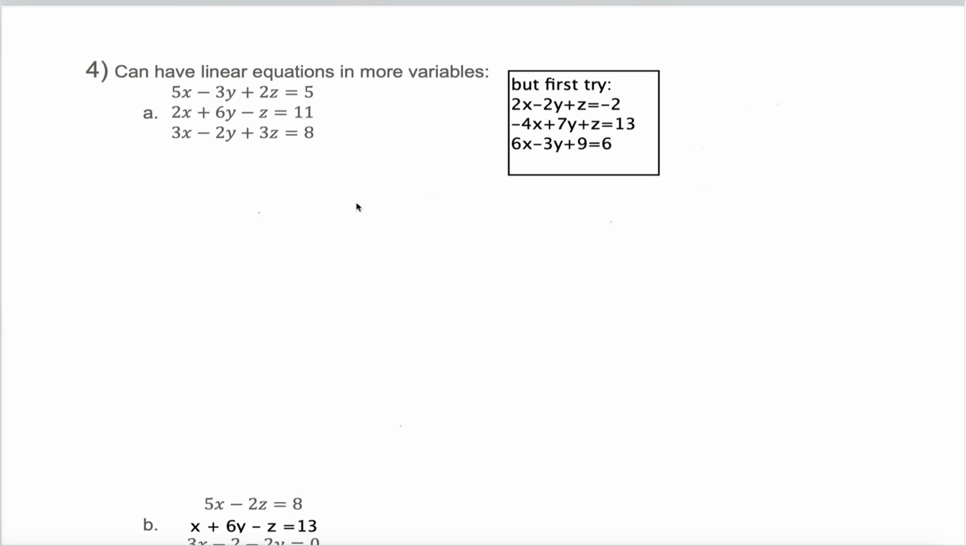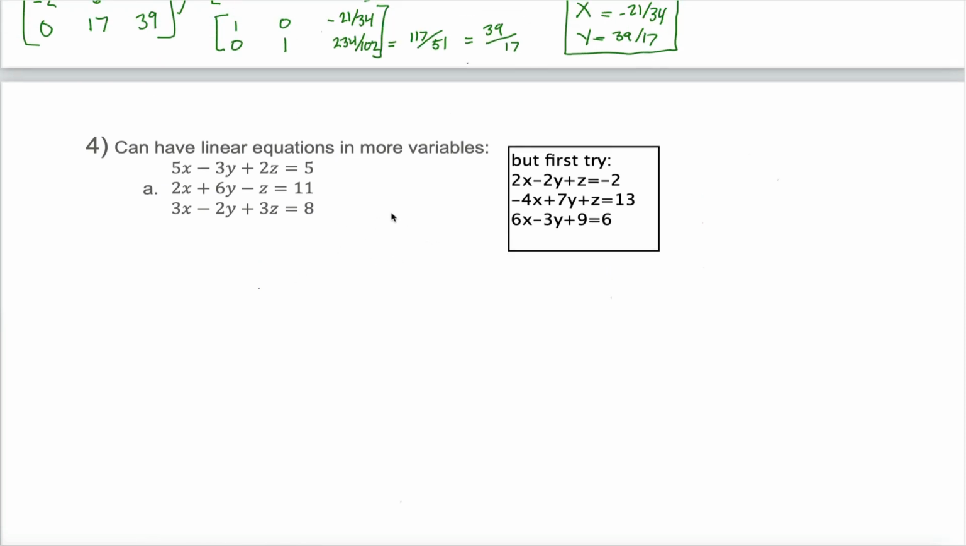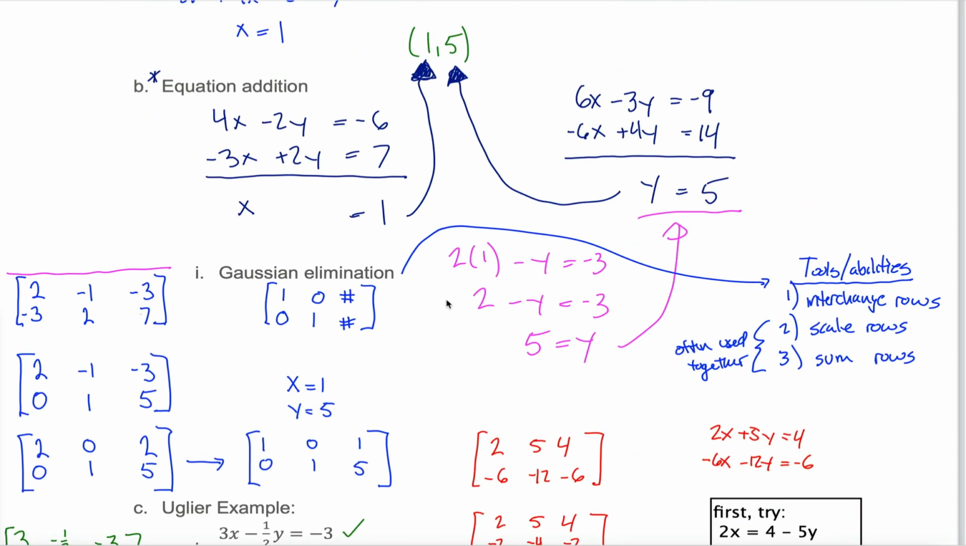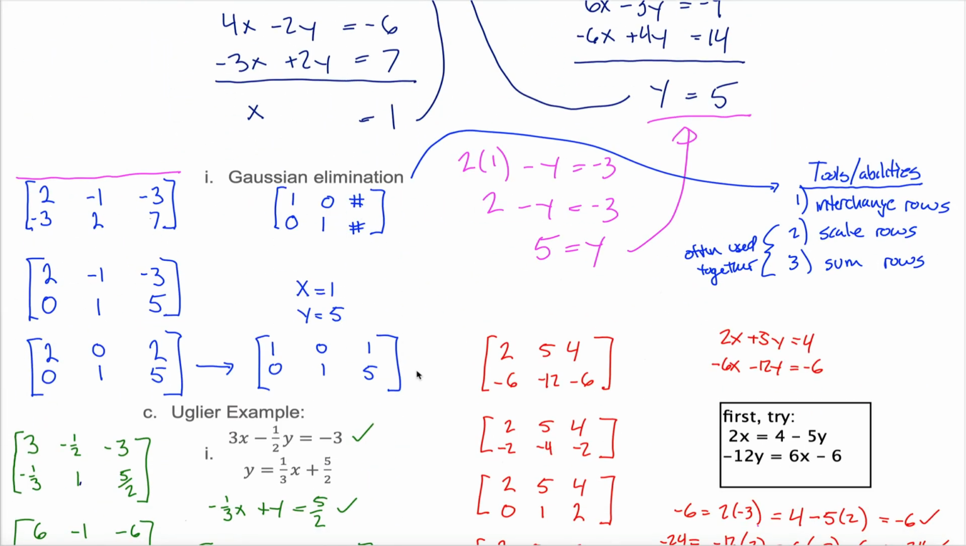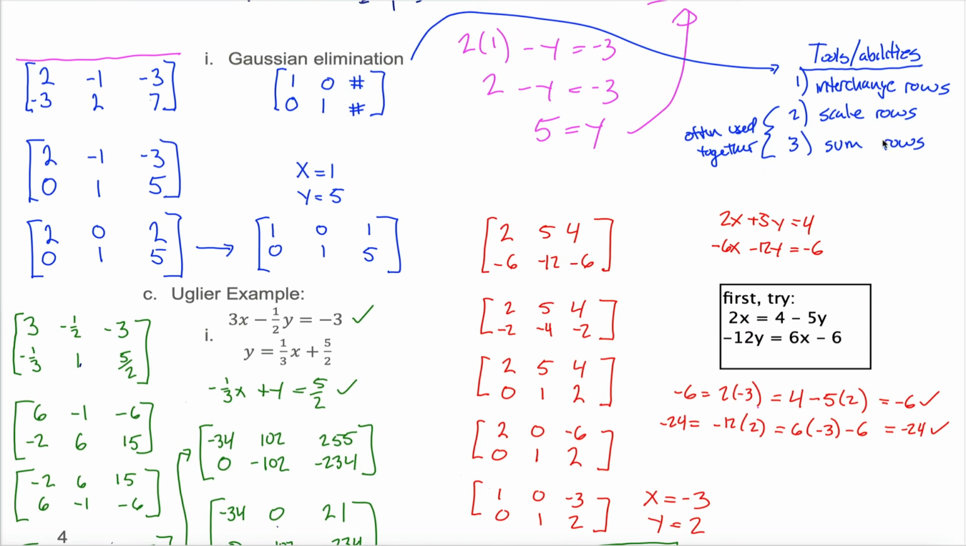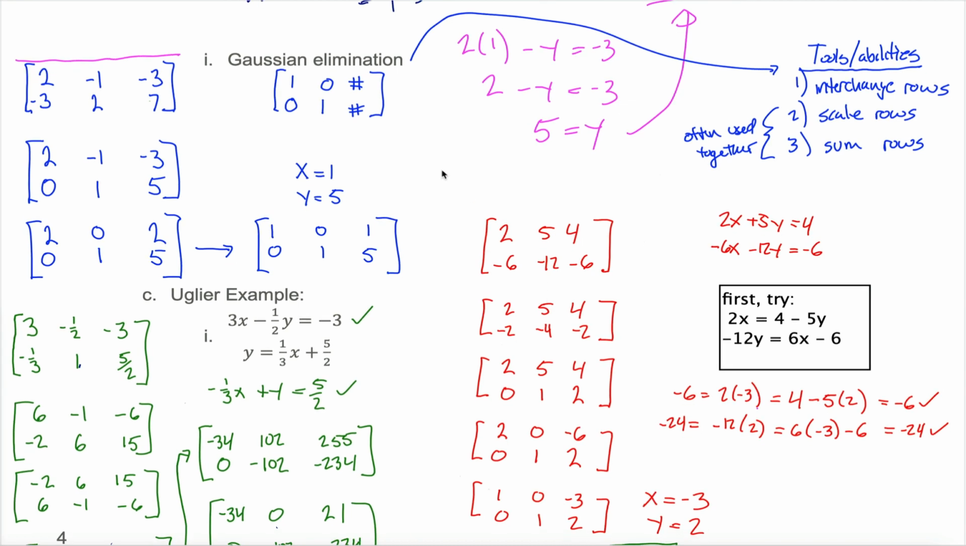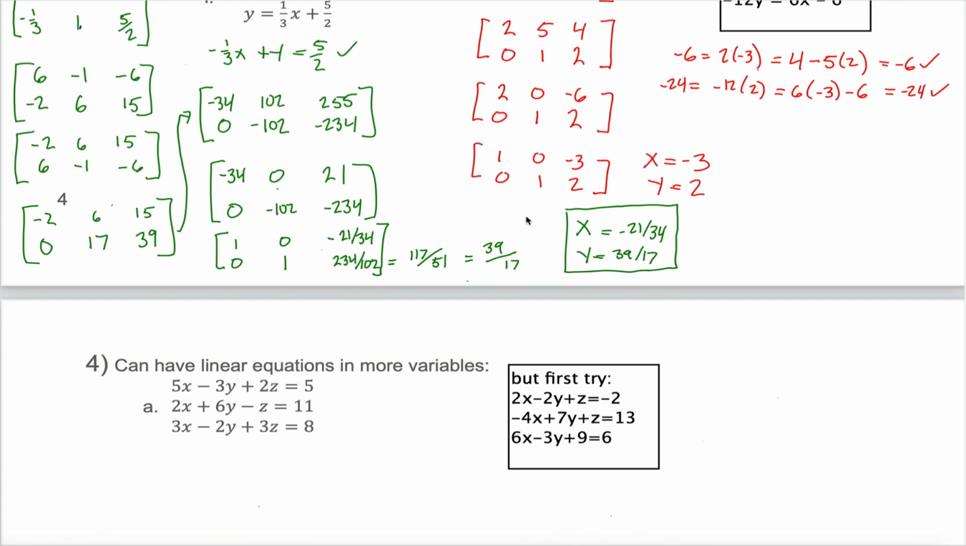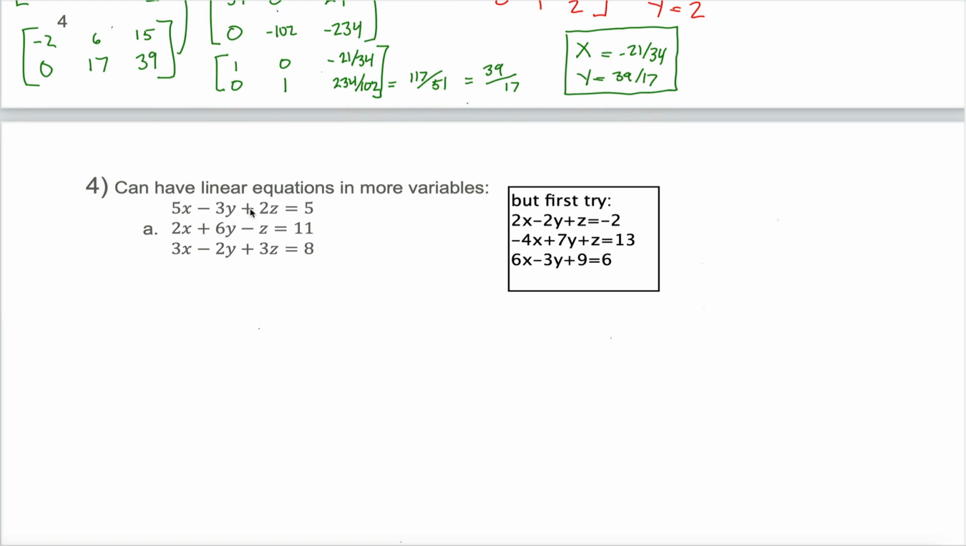It'll make the process a little bit longer, but the good news is the methods that we learned up here for Gaussian elimination will be the same methods that we use down here. We still have the exact same tools. We can interchange rows, we can scale rows, and we can sum rows. And our goal is still to get the matrix into a diagonal form. It'll look a little bit different because now we have three variables and three equations.